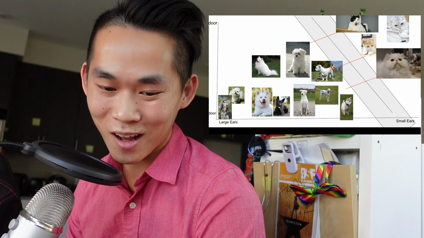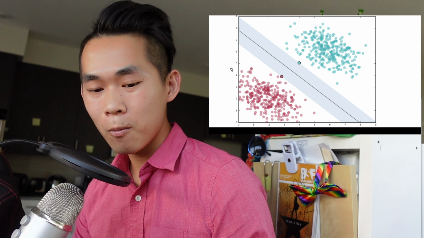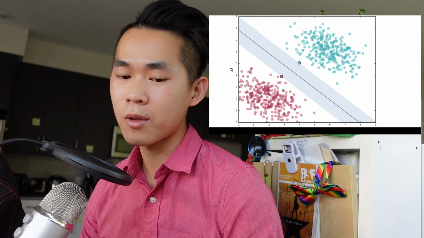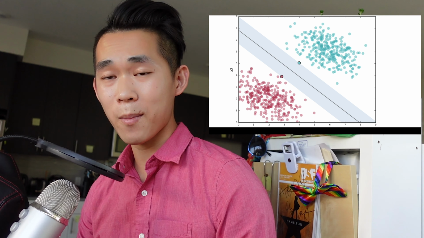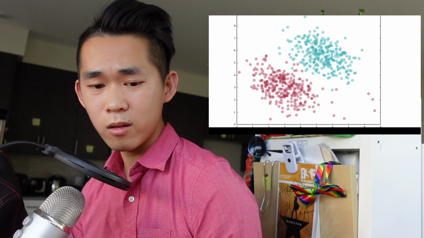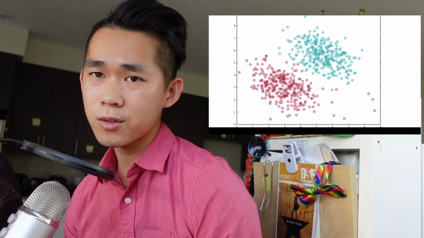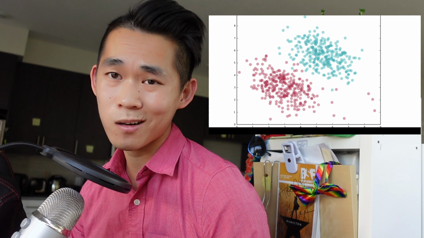Let's continue on with more visualization. So as you can see here, we have that neutral zone that we talked about before. So that's what we're trying to maximize. But let's move forward and look at errors. Errors are when you classify a dog as a cat or a cat as a dog.